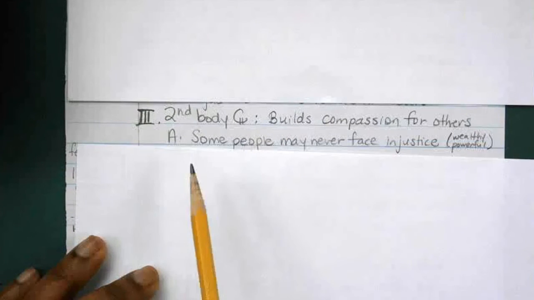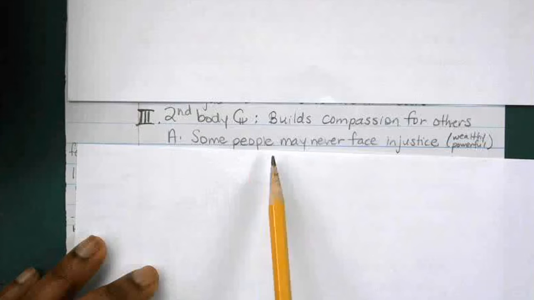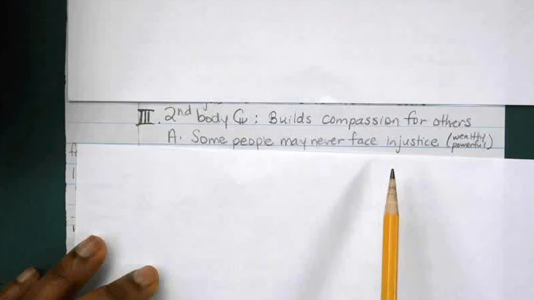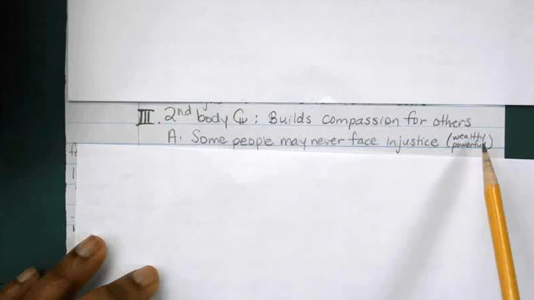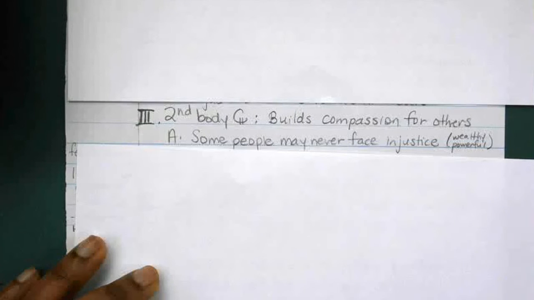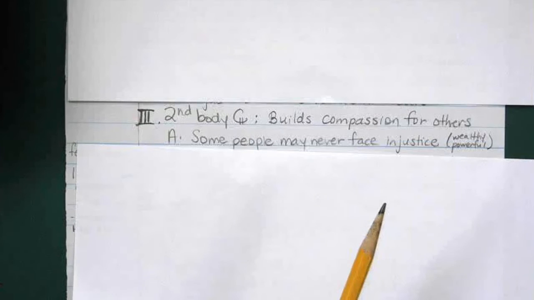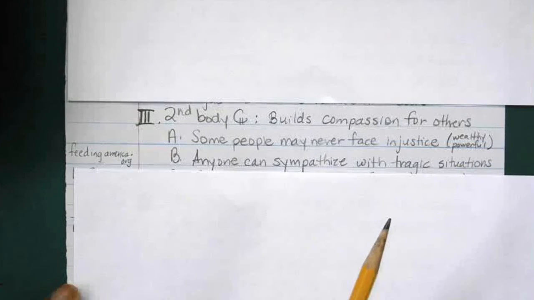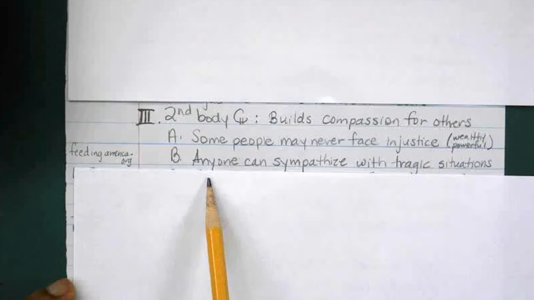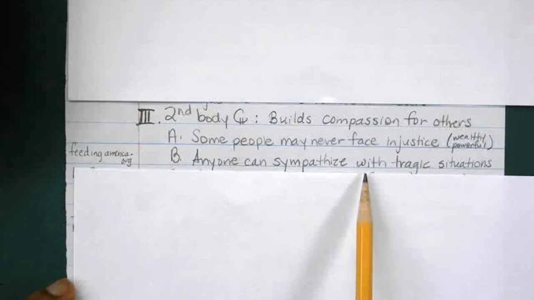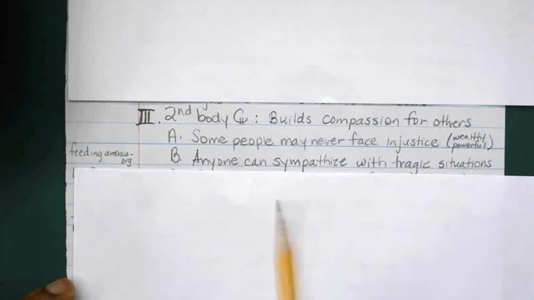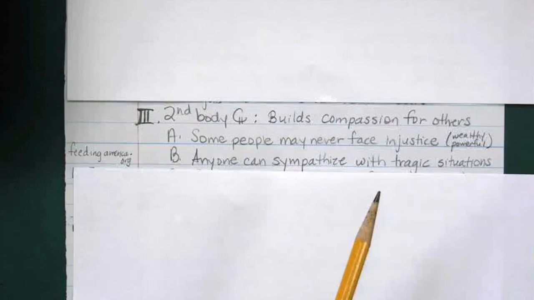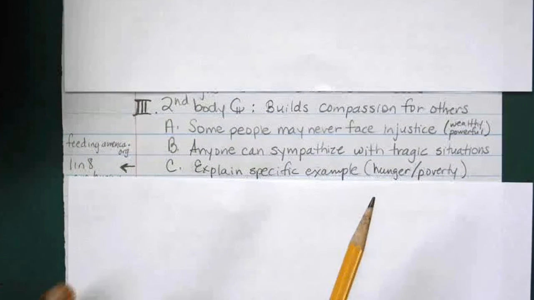And I'll continue my paragraph by explaining that some people may never face injustice, in the sense that we have studied it, like the wealthy and the powerful. They may never experience injustice, so learning about it could help them build compassion for others. I'm also going to discuss the ways that anyone can sympathize with tragic situations, because we all have feelings and we can sympathize when something tragic or unfortunate happens to someone else.